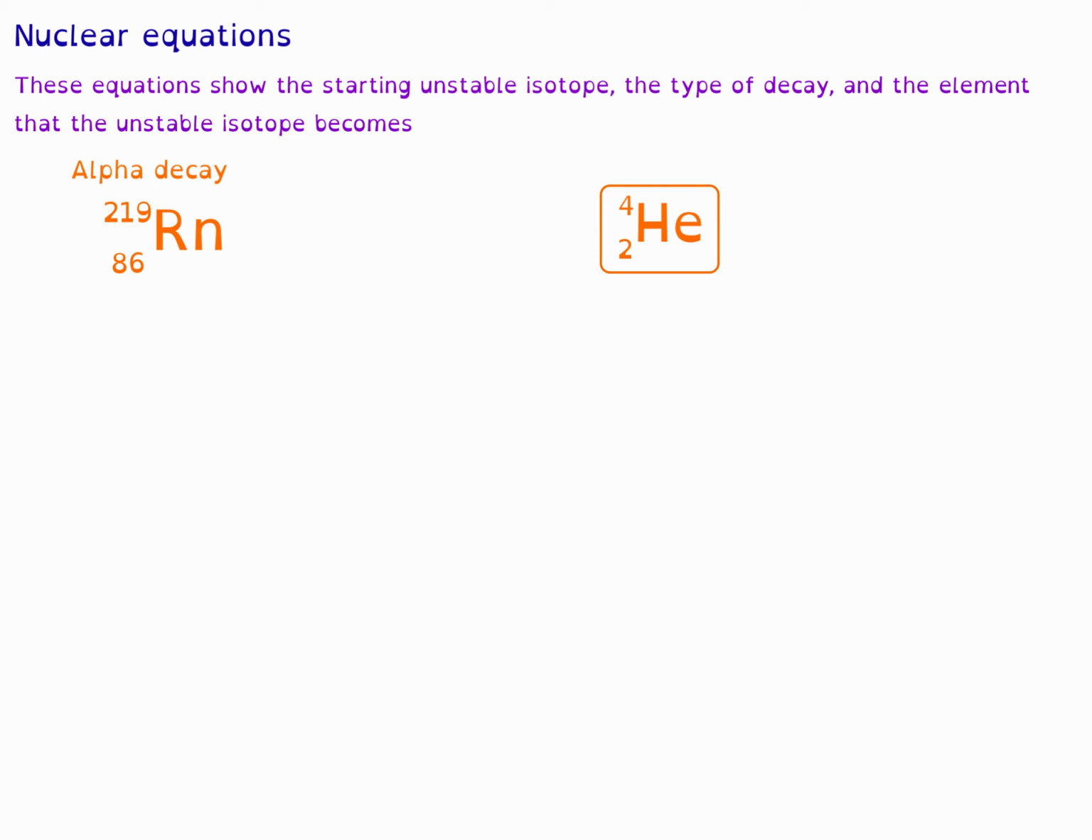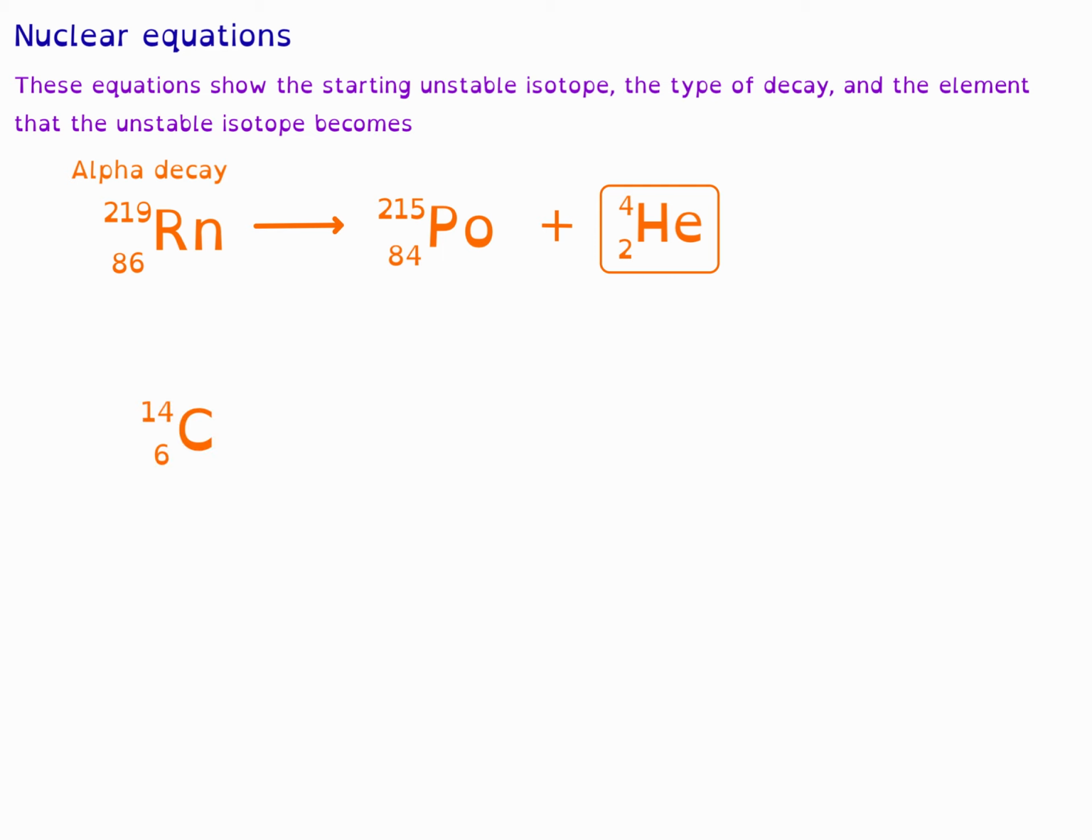As radon decays and gives out 2 protons and 2 neutrons, its atomic number goes down by 2 to 84. As it gives out 4 particles, its mass number goes down by 4 to 215. This is an isotope of polonium.